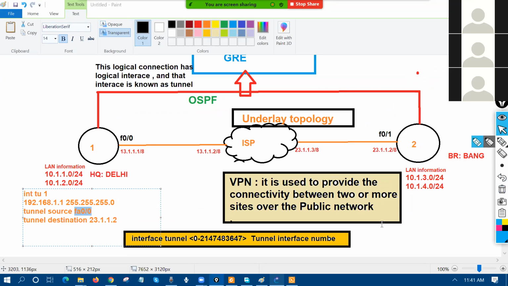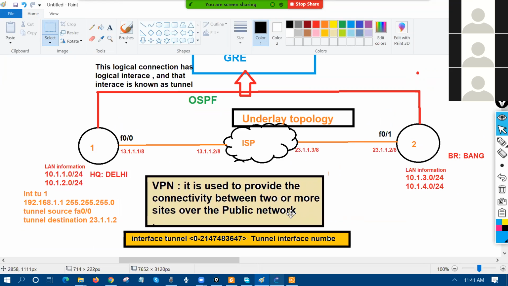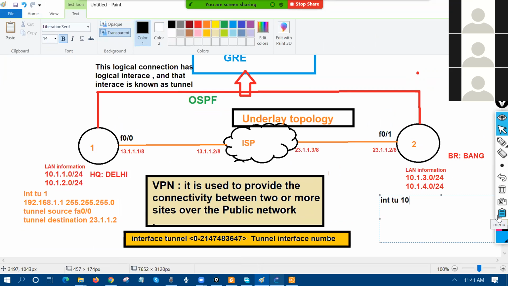Right now, the same thing I need to do on this router. I go to interface tunnel 1. I can go for interface tunnel 10 as well, this one is 1 and I can use 10. At the same time, I'm going to define the IP address, which will be 1.2, in the same subnet, right? And then after that, the tunnel source. The tunnel source will be 0/1, or we can use 23.101. And tunnel destination, I need to go for 13.101, and I say exit.